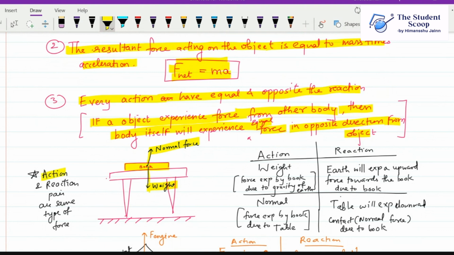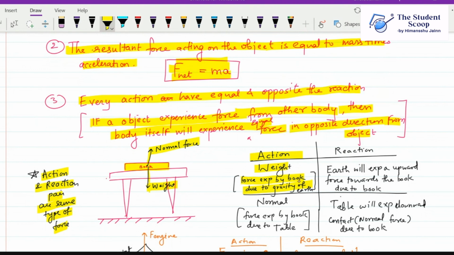Action and reaction pairs are forces of the same type, meaning the nature of the force is the same. Let's say the action force is the weight. Now, weight is applied by whom? Weight is not applied by the table. The weight is the force experienced by the book due to the gravity of the earth.